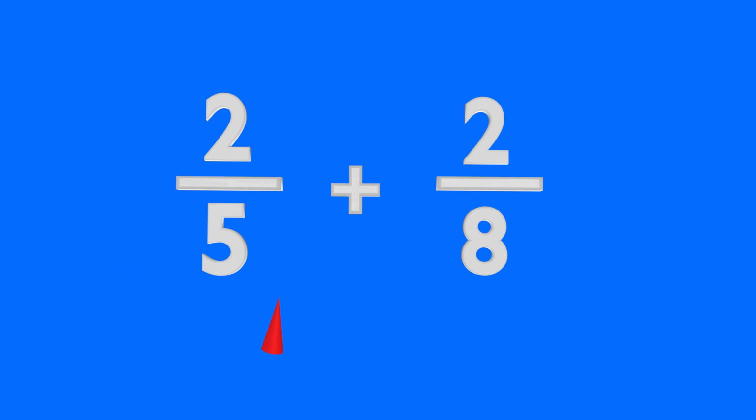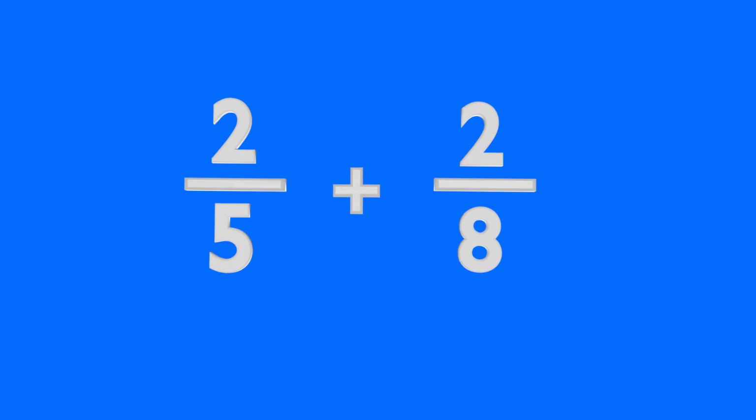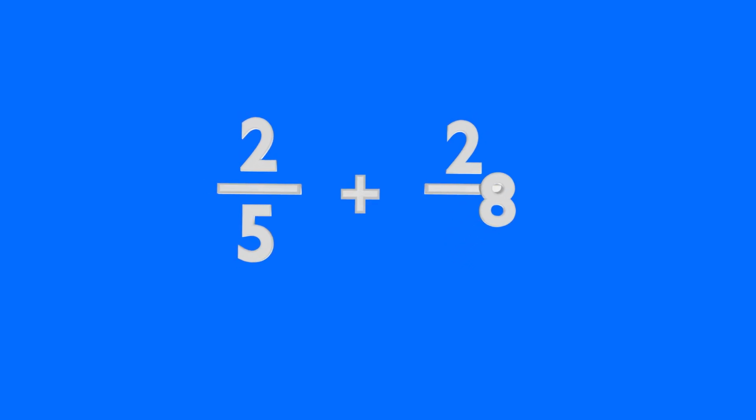So, to be able to add them, we need to find a common denominator, and common just means the same. So we need to make them the same number. How do we do that? Well, we need to list the factors of each of the denominators. Let's start with 8. So all the factors of 8, we count by 8.